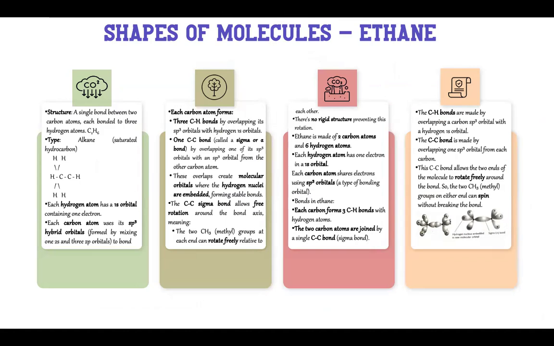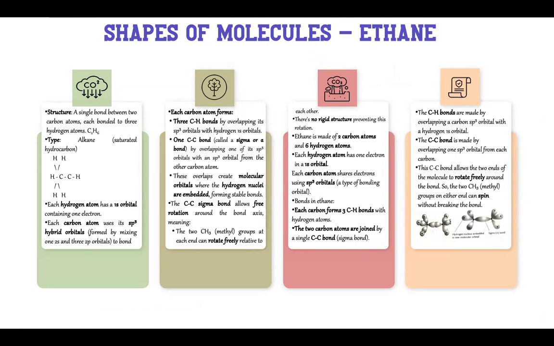For the shape of molecules, the first example is ethane. The ethane structure is a single bond between two carbon atoms, each bonded to 3 hydrogen atoms, C2H6. And ethane is a type of alkane, which is a saturated hydrocarbon.